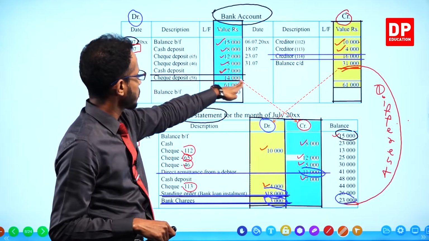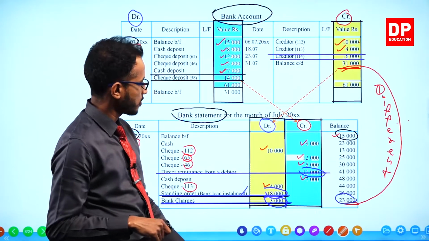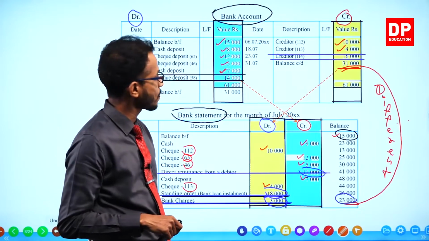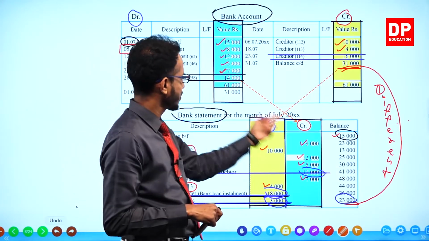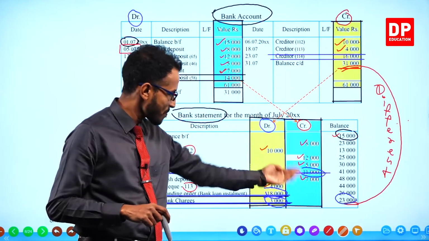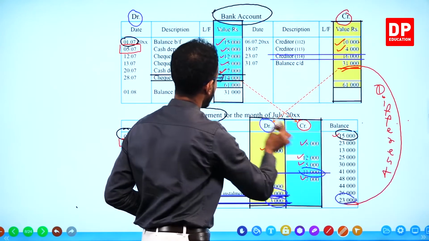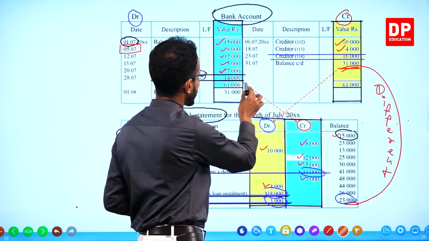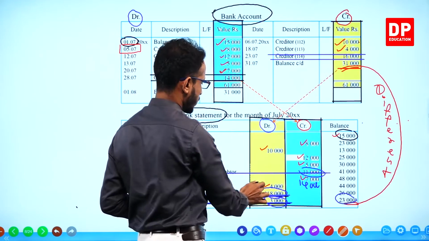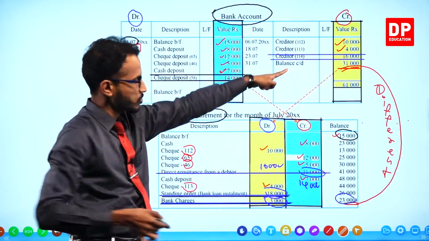See, these items are missing here. This 16,000 is missing here in the yellow side. And this item is missing in the blue side. In the bank statement, it's not there. It's 14,000. That's what I'm trying to tell you. This 14,000 is missing. This 16,000 is missing here. The items which we marked.